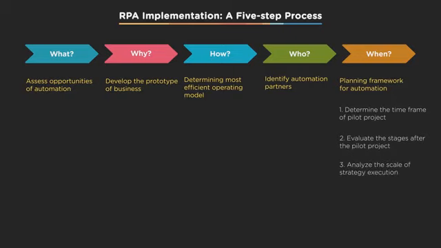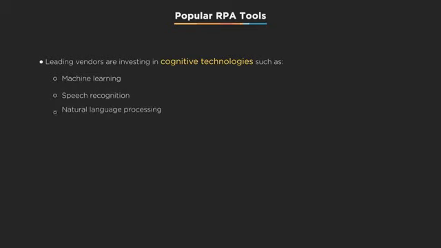There are different RPA tools that facilitate this implementation process. Let's learn about them. To extend the field of application of RPA tools, leading vendors are investing in cognitive technologies such as machine learning, speech recognition, and natural language processing. 3 vendors that have developed RPA tools with cognitive capabilities are 1. Automation Anywhere. 2. Blue Prism. 3. UiPath. Let's learn about them in detail.